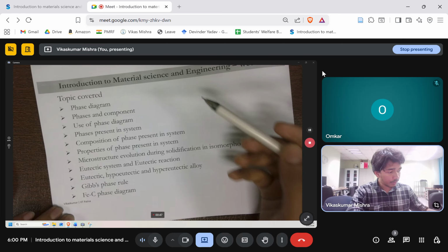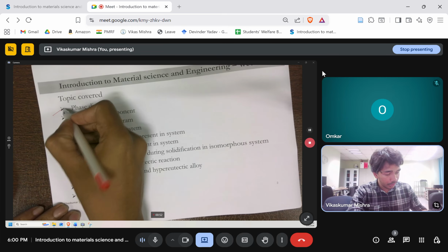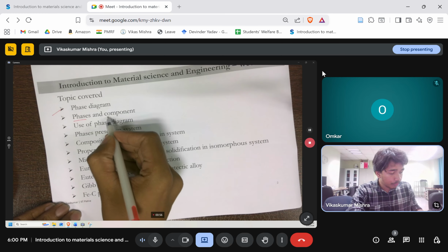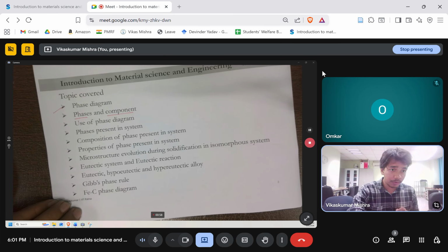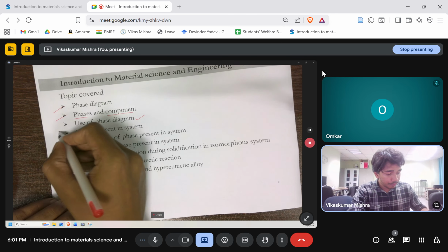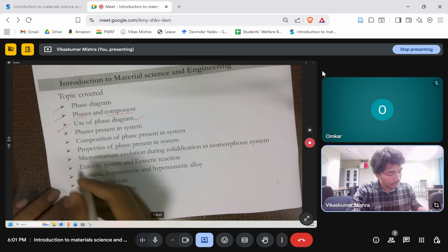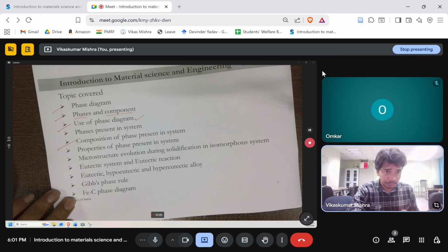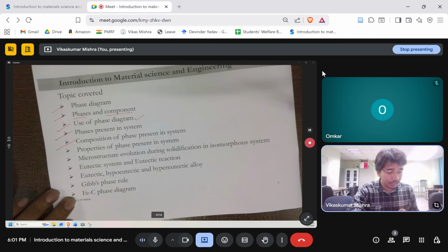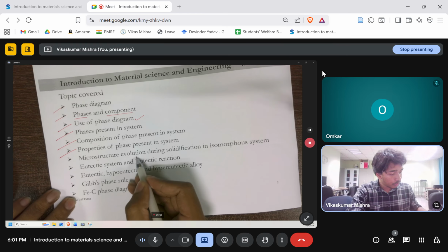So the list of the topics that have been covered in this particular week, week 7, is as follows. We discussed the phase diagram. What is a phase diagram? What information does it give? What are the phases and what are the components? Those are the two important things that we have learned in the phase diagram. How can we use the phase diagram, and in what way can we extract the information? For example, we have studied the composition of the phases present in the system, how we can identify properties of the phases in the system, and microstructure evolution during solidification.